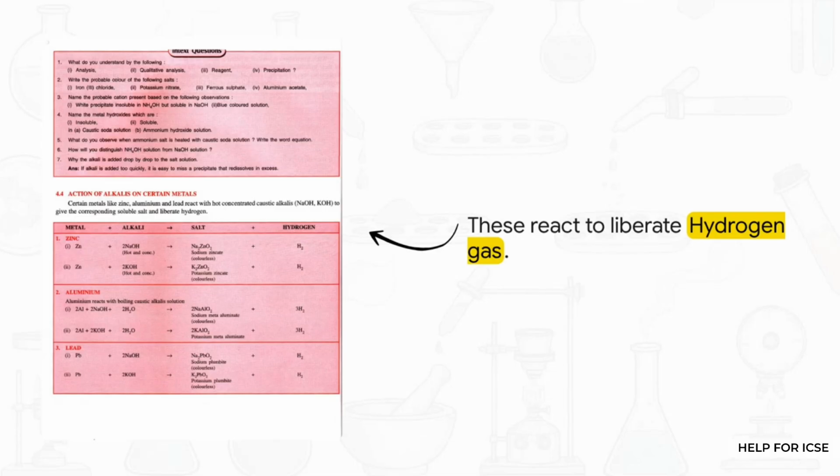When you break down the exact chemical equations for this process, you'll see zinc reacting with boiling sodium hydroxide to transform into a colorless solution of sodium zincate, all while bubbling away that hydrogen gas. Aluminum forms sodium meta-aluminate, and lead forms sodium plumbite. It's a really unique characteristic shared only by this specific trio of metals.